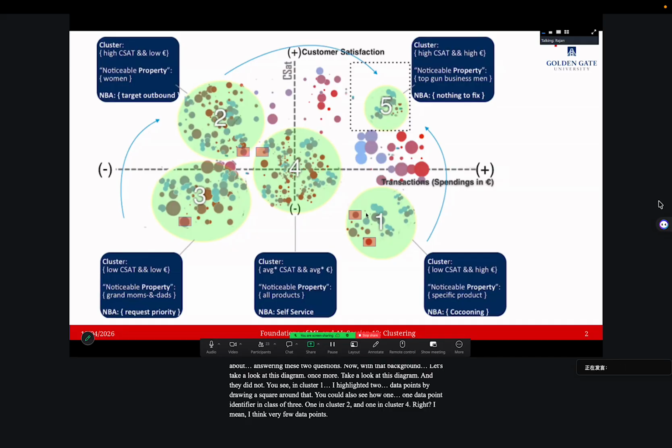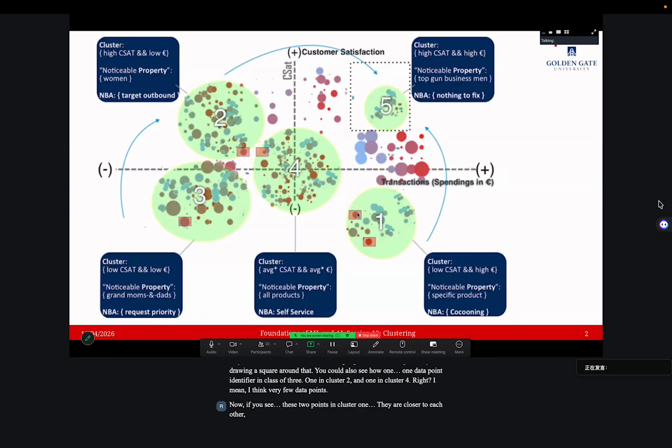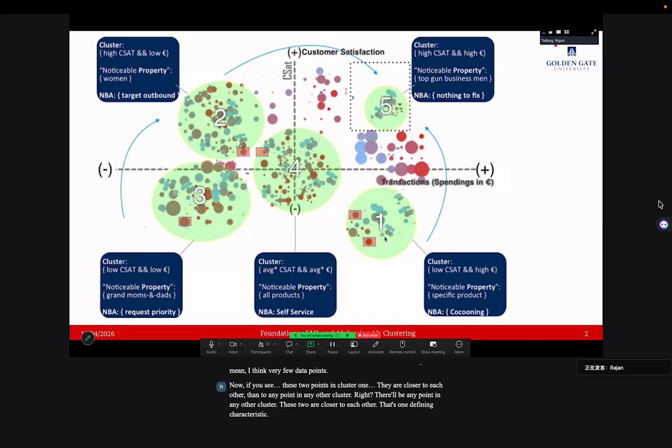Now, if you see these 2 points in cluster 1, they are closer to each other than to any point in any other cluster. Right? These 2 are closer to each other. That's one defining characteristic that you can see. Like, for example, this point is closer to this point here than to this point in 3 or 2 or 4. Okay, that's one thing.